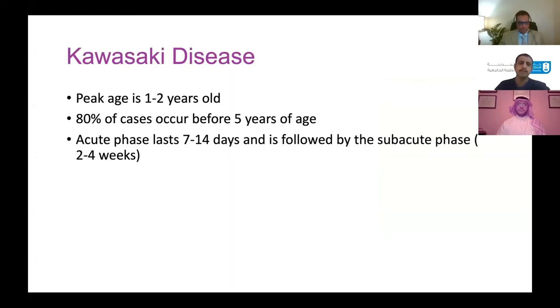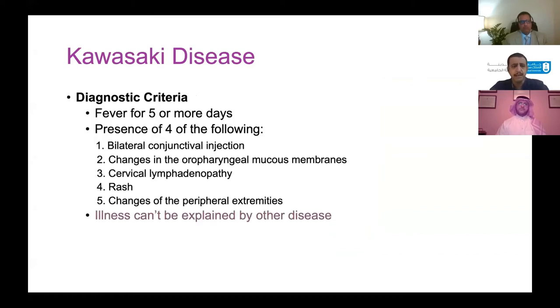Kawasaki disease is one of the systemic diseases, part of the vasculitis diseases, and presents usually with skin manifestation. It peaks at the age of 1 to 2 years and most of the cases will be diagnosed by 5 years, so it's more common to see it in young children. There is an acute phase which takes 1 to 2 weeks, followed by a subacute phase which may take up to 4 weeks.